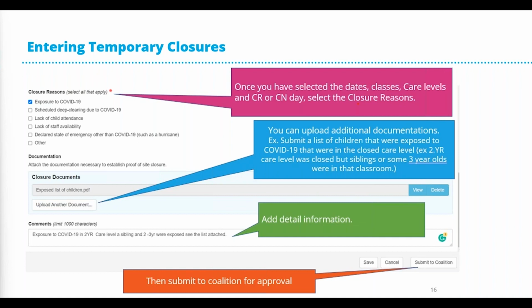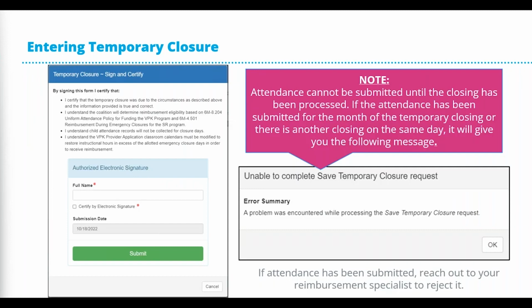And then you can put additional comments and explanations at the bottom explaining what's happening and things to keep in mind for the reasons for the closures. And then you click submit. And then you're going to certify that the information that you're giving is correct and accurate. Go ahead and then submit.